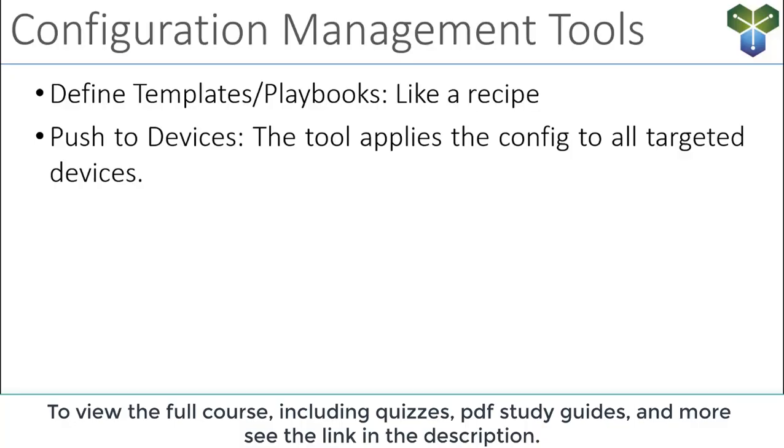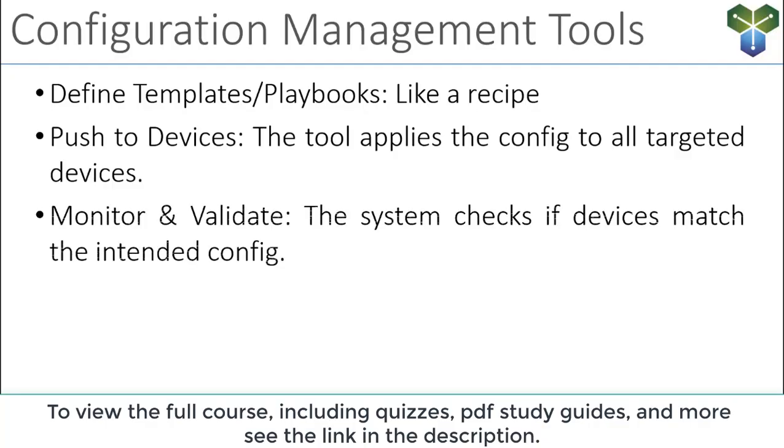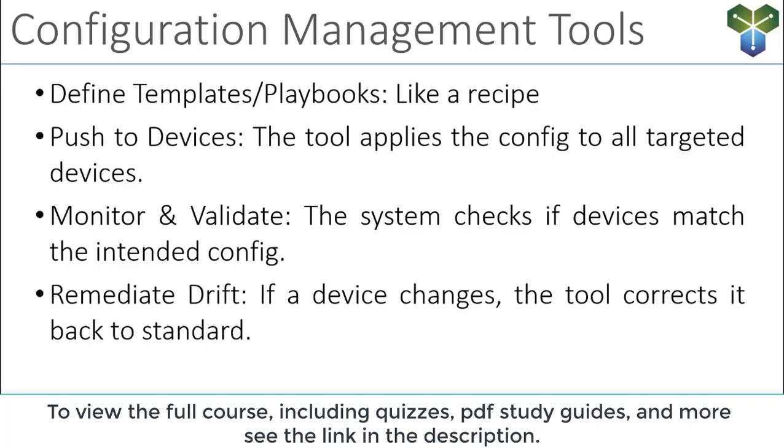Let's say we have 20 routers. We want to configure them all. We define a template. We push that template out to all of those routers. And then we have a nice standardized configuration on them. And then the configuration management tool will work to maintain the desired state. So what I mean by that is it will consistently monitor and validate the configurations of all of those devices. And if we have what we would call configuration drift, it will remediate that.